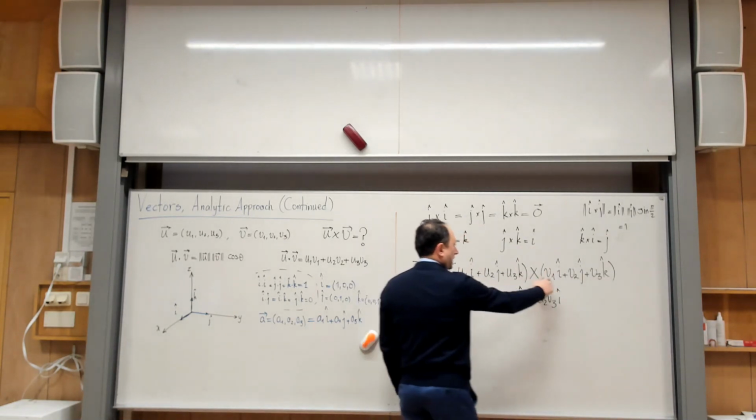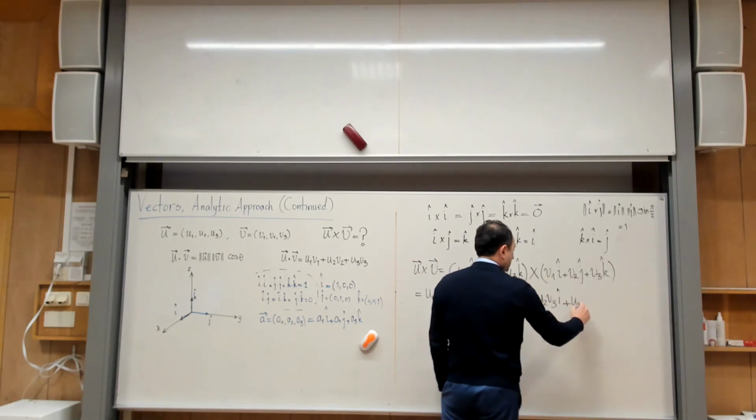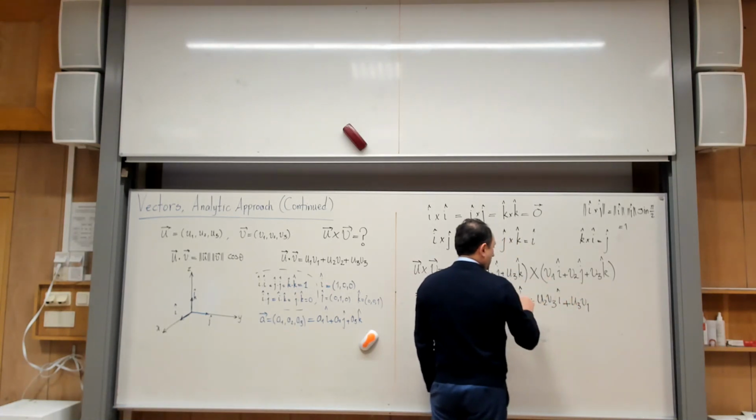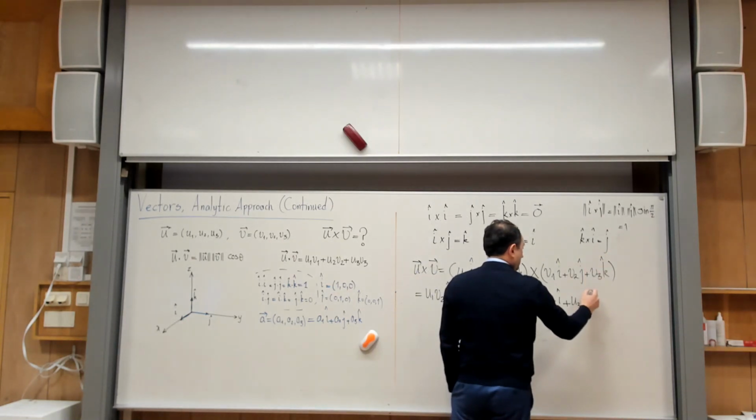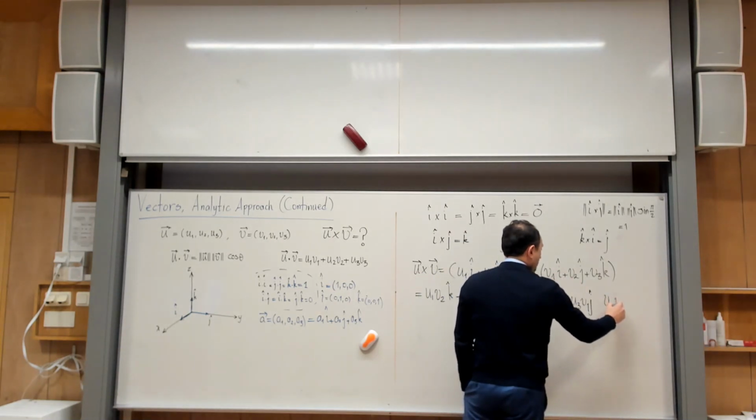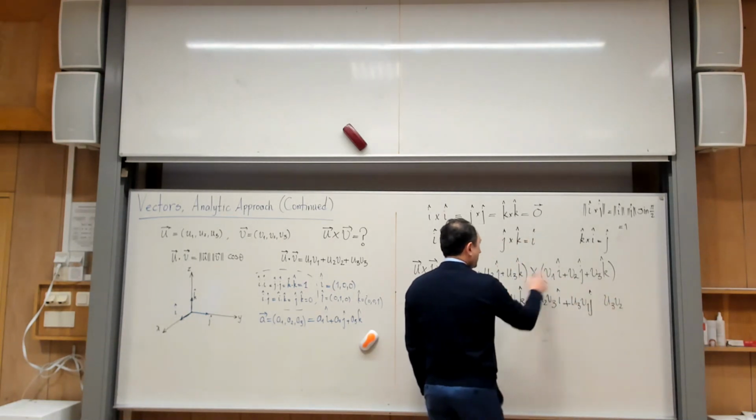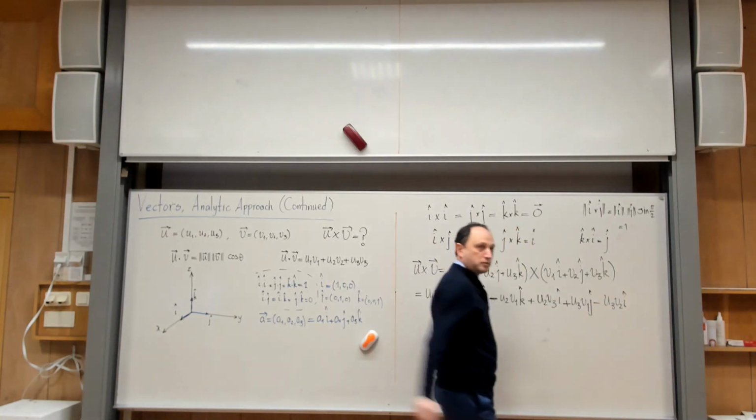And finally, I have these two terms left. So this becomes U3 V1, and then I have K cross I, which is J. So I didn't need to change the sign. I multiply this by that, it becomes U3 V2. K cross J is minus I, and the last term becomes 0.